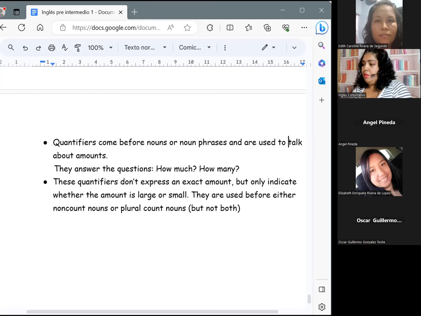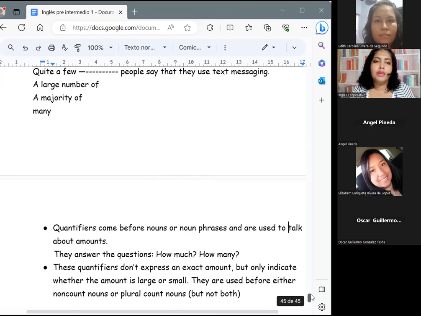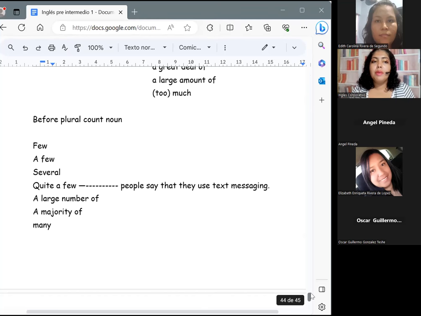So give me a moment. I'm looking for the second part here. We have a couple of pieces of information related to this topic, and then we are going to continue with the other activity. Now, we were talking about the quantifiers before, the non-count nouns, that is the first part, and then we have before plural count nouns.